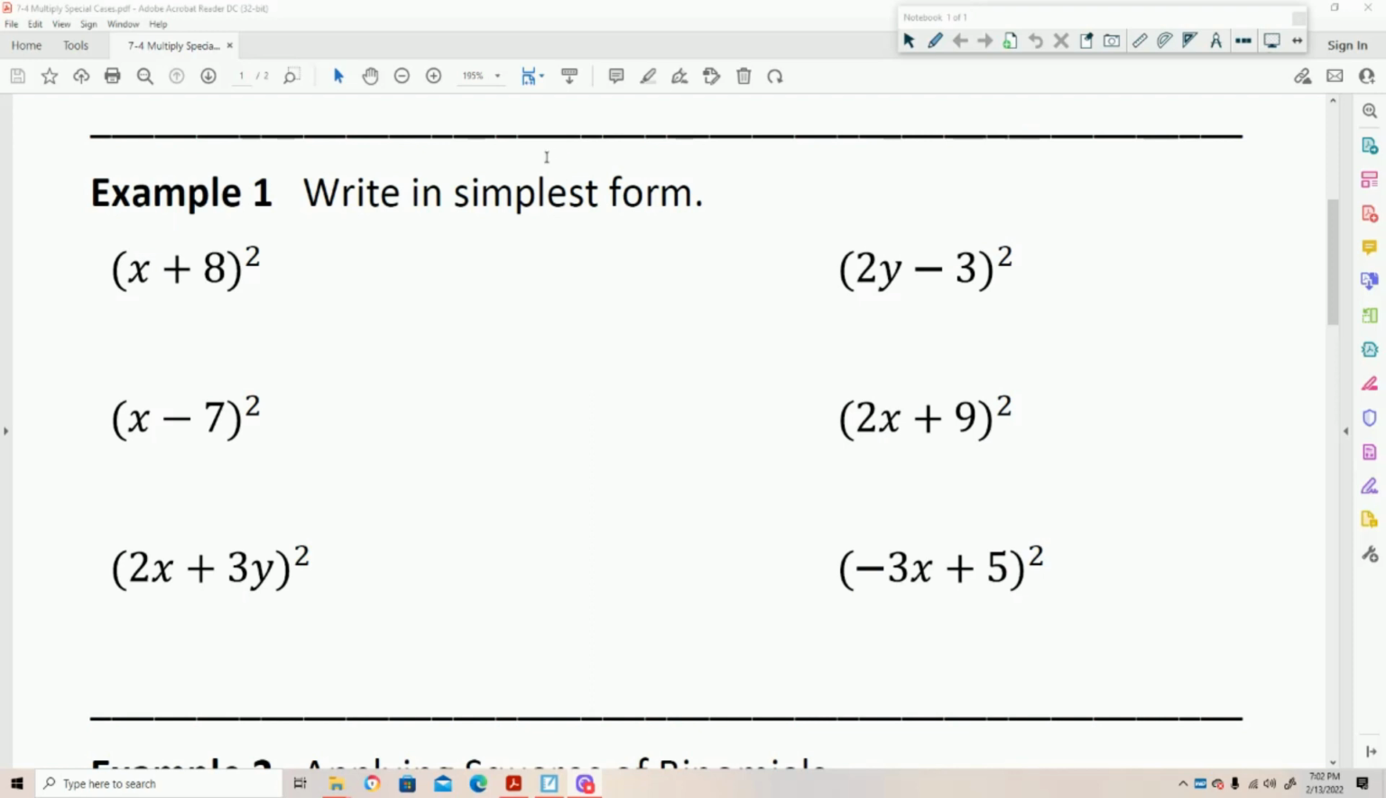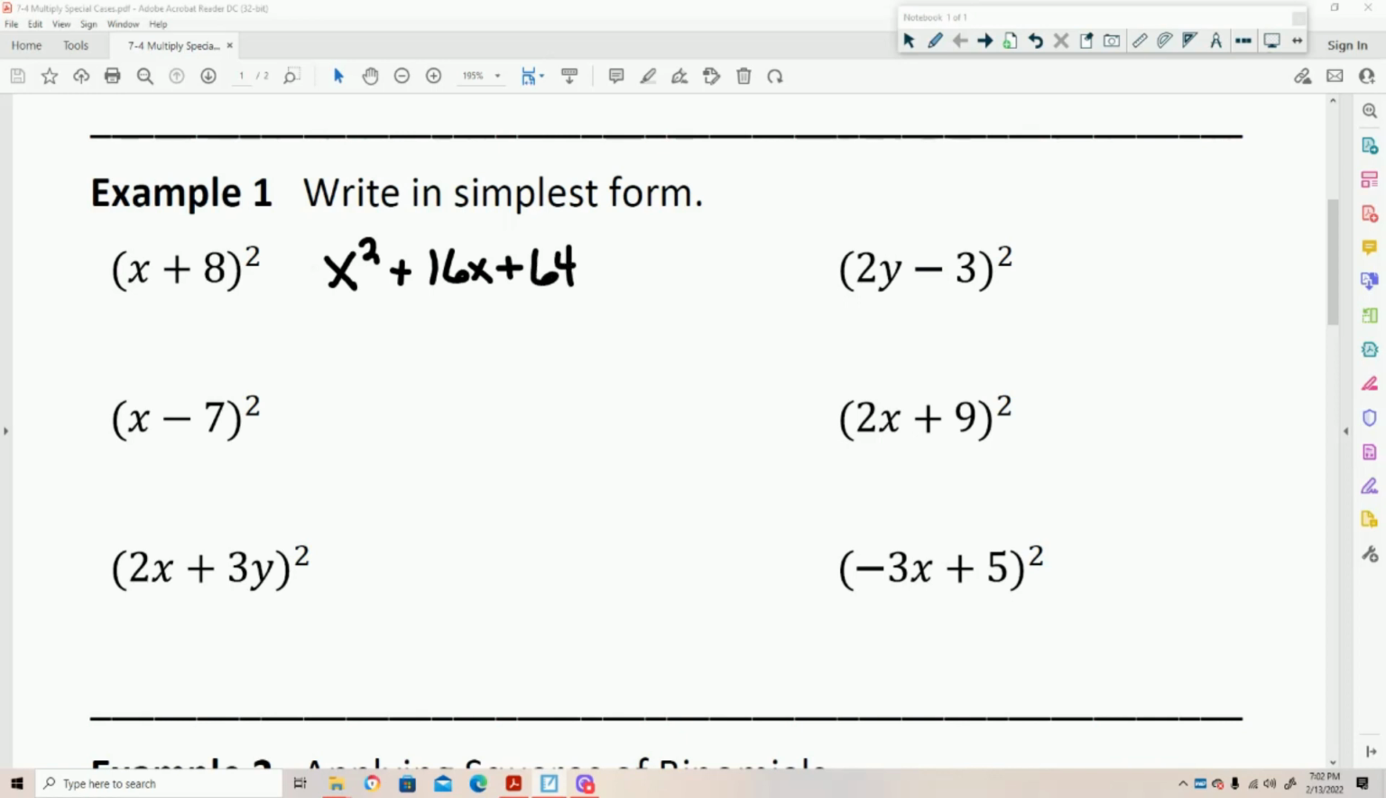In the first set of examples, we are simply going to practice squaring binomials. For the first one, x plus 8 squared, I'm going to square the first term, x, and you get x squared. Then it's 2 times 8 times x. That gives us 16x. It's positive. And then square the last one, we get 64. And you are finished. It's that easy.